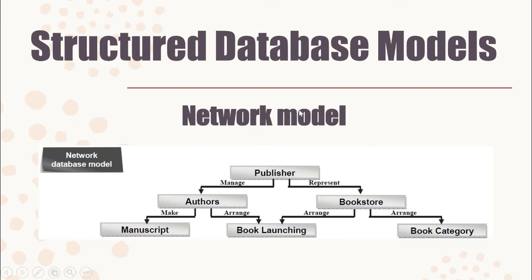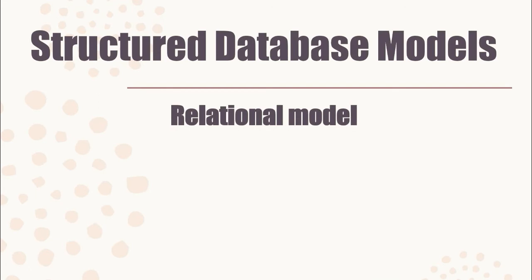Pero pagdating kay network model, kung mayroon kang kailangan na information like your birthday, your address, your contact number, your complete name of your parents, pwede kang kumuha kahit saang branch dito sa ating model ng network. Okay? So, pwede ka pumunta kay book category, kay book launching, kay authors. Okay? So, hindi mo na kailangan magsadya kay publisher or the root. Okay? That is network model. Madaling magbigay ng information.